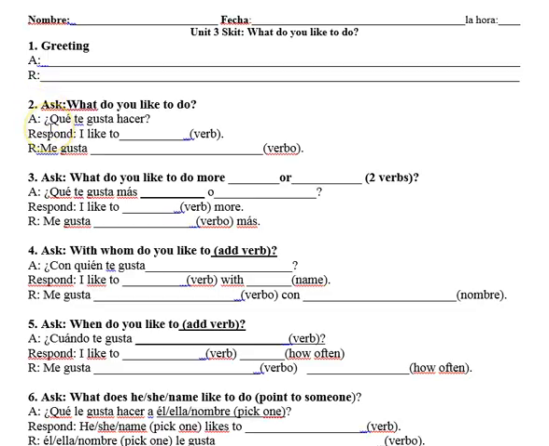In order to ask, we're going to say, ¿Qué te gusta hacer? Repeat after me. ¿Qué te gusta hacer? In order to respond, we're going to say, me gusta. Repeat, me gusta.